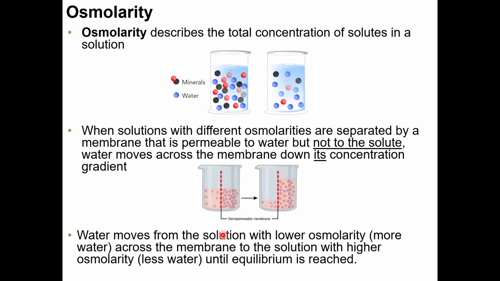Now, there is also a term referred to as osmolarity. It basically describes the total concentration of a solute in a solution. When solutions with different osmolarities are separated by a membrane, the water moves toward where the solute concentration is higher, so it reaches a balance between the amount of solute and the amount of water. So it goes from lower osmolarity, so more water, across the membrane to the area with higher osmolarity with less water.